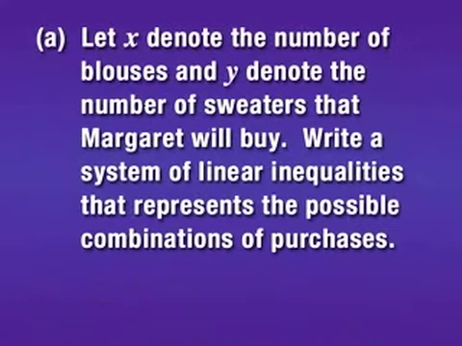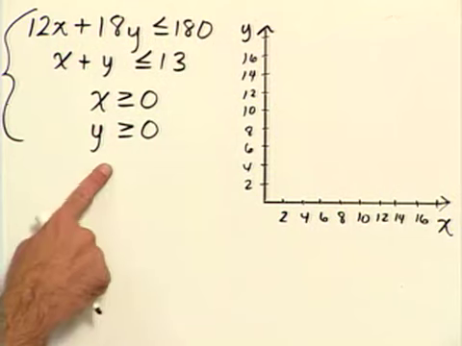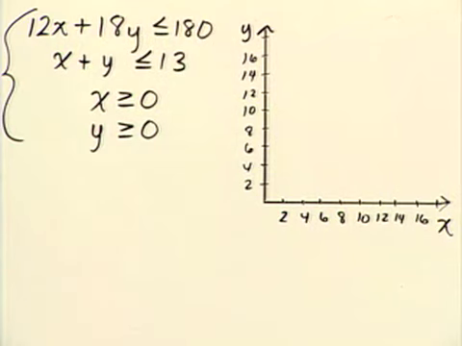Part A says, let X denote the number of blouses and Y denote the number of sweaters that Margaret will buy. Write a system of linear inequalities that represents the possible combinations of purchases. Here we have a system of linear inequalities that represent this situation.